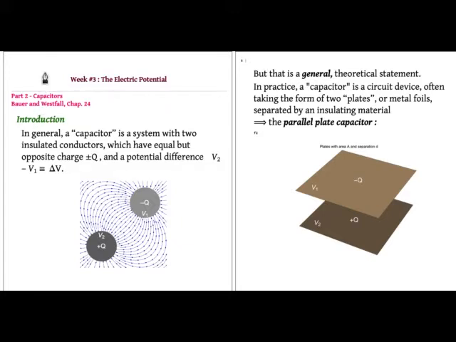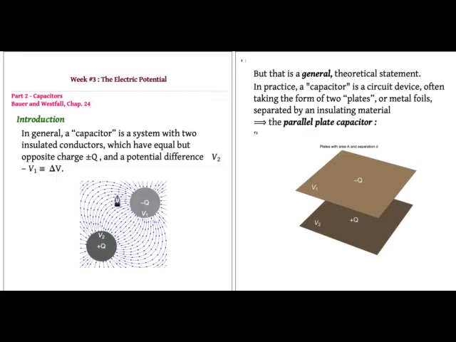So you'll have the book to study, but I want to give a quick preview of the topics having to do with capacitors. So we'll start with sort of an introduction. In general, a capacitor is a system with two insulated conductors which have equal but opposite charge, plus Q and minus Q, and a potential difference. So we could say V2 minus V1 is equal to delta V.